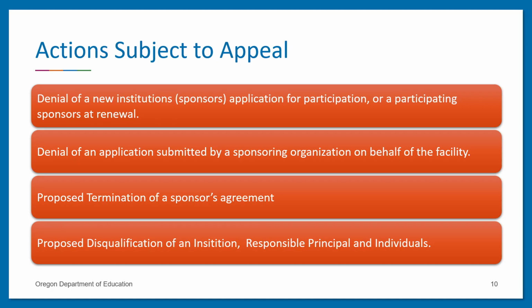Denial of an application submitted by a sponsoring organization on behalf of a facility. If the state agency determines that the facility does not meet the program eligibility requirements, the state must notify the institution that the applicant is denied and provide the institution an opportunity to appeal the state agency's determination.